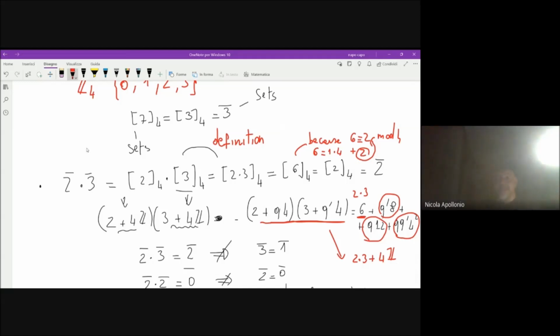The elements change, and the result would be different. No doubt about this. However, the structure is the same. Every number resulting from this multiplication is always of the form 2 times 3 plus a multiple of 4.